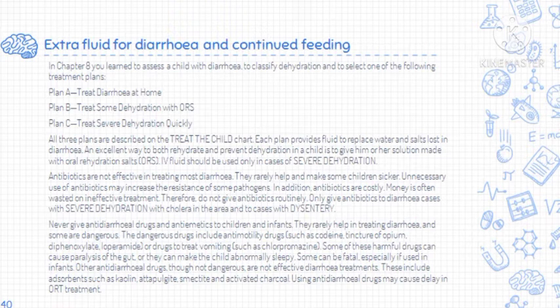An excellent way to both rehydrate and prevent dehydration in a child is to give him or her solution made with oral rehydration salt, or ORS. IV fluid should be used only in cases of severe dehydration.